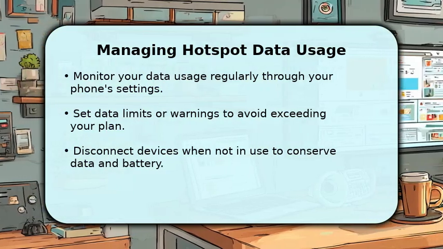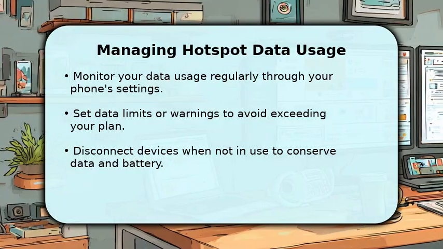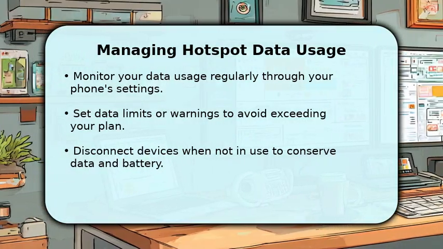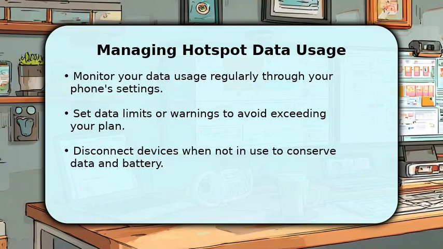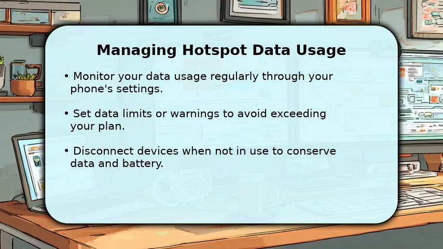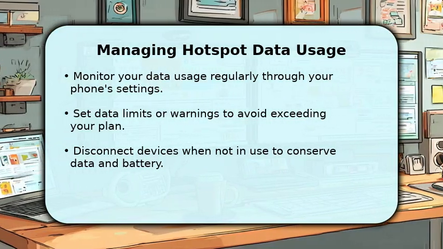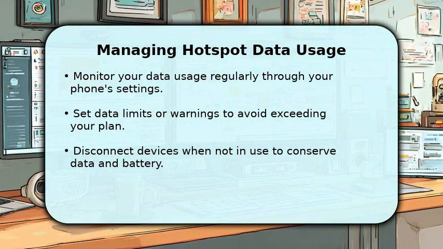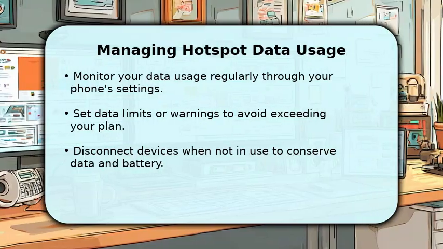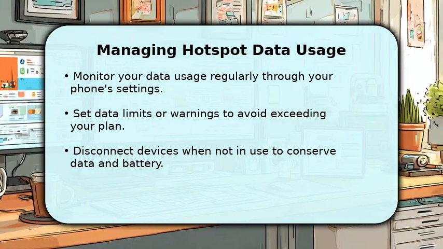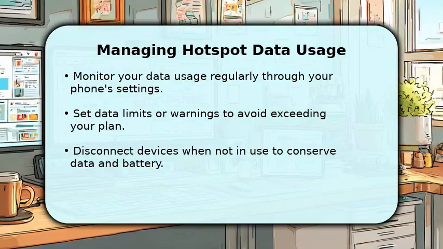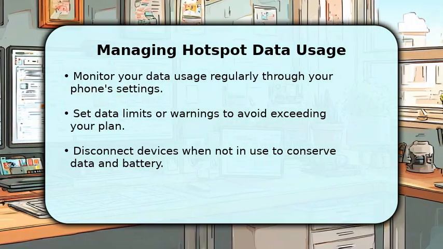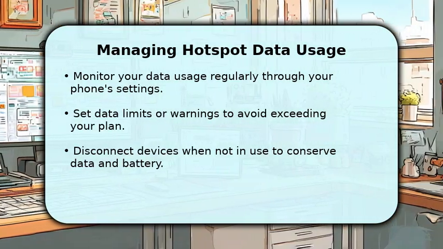Using your phone as a hotspot consumes cellular data, so it's wise to manage your usage. Regularly check your data consumption in your phone settings to avoid unexpected charges. Many phones allow you to set data limits or warnings, which can be incredibly helpful. Remember to disconnect devices when they are not actively using the Internet to conserve both data and your phone's battery life. This ensures you stay within your plan and maintain battery power.